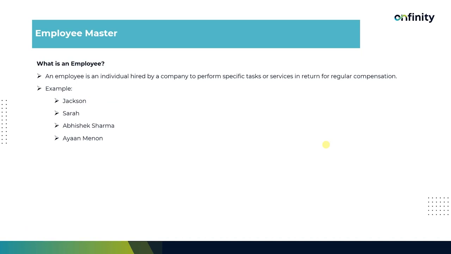Let's understand what an employee is. An employee is an individual hired by a company to perform specific tasks or services for a regular compensation. For example, individuals like Jackson, Sarah, Abhishek Sharma, or Ajay Menon are employees. We will now move on to the system.